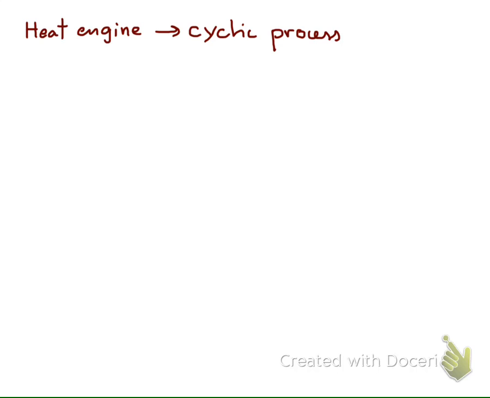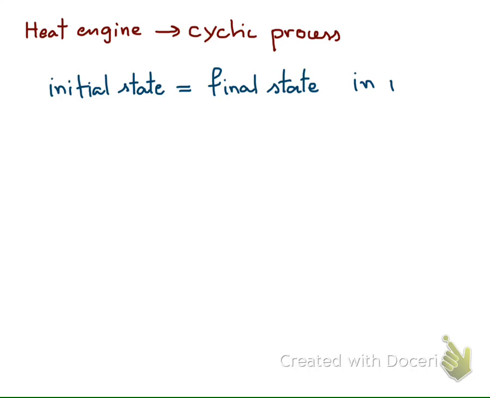The cyclic process here means that the initial state of the engine is the same as the final state of the engine in one cycle, and after that the engine repeats the process again and again.